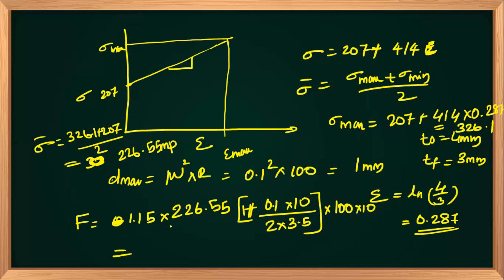266 actually, so I made a mistake. 266.55. Okay, 0.1 multiplied by 10 divided by 2 divided by 3.5 will be this. 0.14 plus 1 will be there, 1.14 is the answer. So this multiplied with 1.15 multiplied by 266.55 multiplied by 1000 will give you the answer. This will be 350.3 Newton.